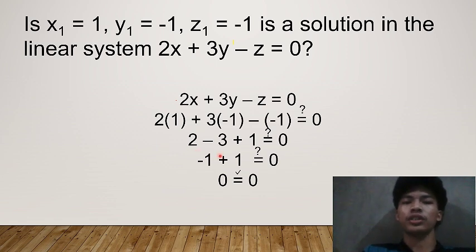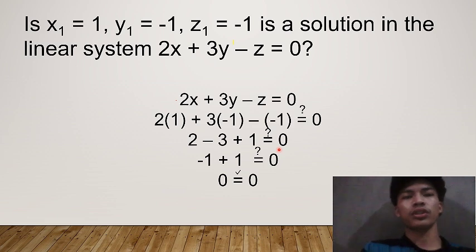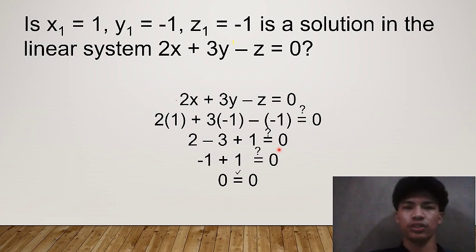So 2 minus 3 is equal to negative 1. 1 plus 1 is equal to 0. So therefore, the values of x sub 1, y sub 1, and z sub 1 are a solution to the first equation. So for us to conclude that the given value is a solution set to the given linear system, we also need to substitute the given values to the second equation.